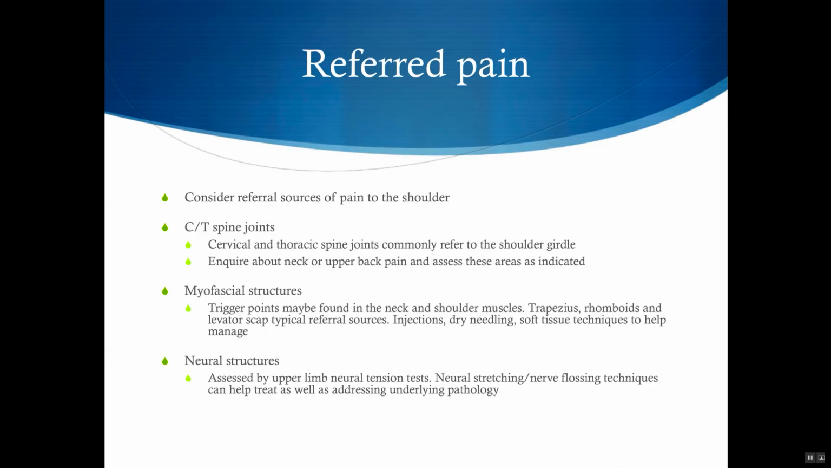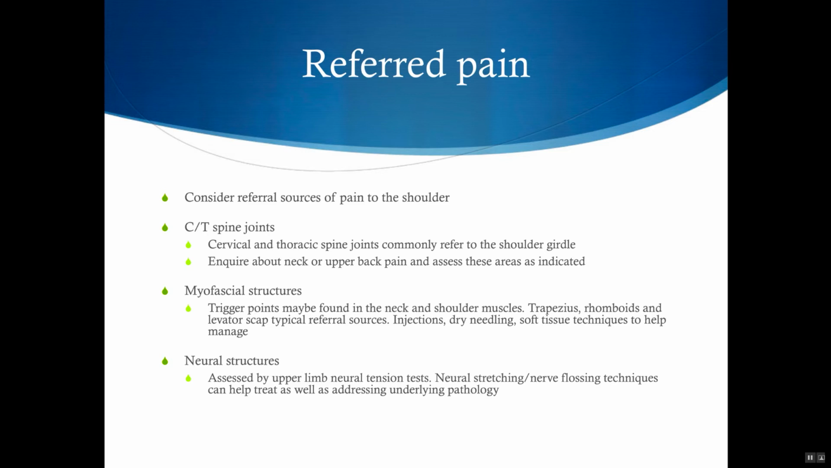And finally, we'll end the talk with other things to consider when a patient presents with shoulder pain. Not all shoulder pain originates from the shoulder, and it's useful to consider other sources of pain that may refer to the shoulder, specifically your cervical or thoracic spine, where the joints commonly refer to the shoulder girdle. So you want to ask these patients about any neck or upper back pain and assess these areas as indicated. Myofascial structures can also cause referred pain to the shoulder, so you may look for trigger points in the neck and shoulder muscles, such as your trapezius, your rhomboids, levator scapulae, etc.